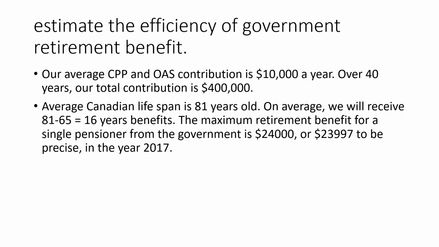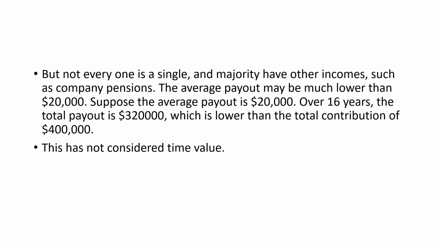The maximum retirement benefit for a single pensioner from the government is $24,000 in the year 2017. But not everyone is single, and the majority have other incomes, such as company pensions. The average payment may be much lower than $20,000. Suppose the average payment is $20,000 over 16 years. The total payout is $320,000, which is lower than the total contribution of $400,000. This has not considered time value.